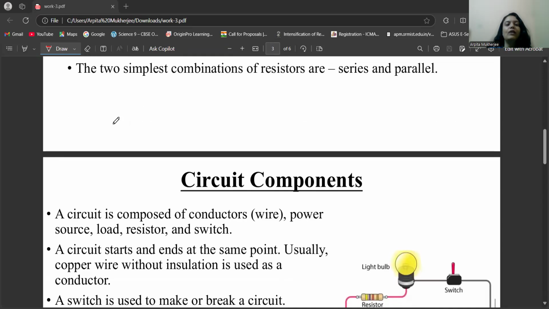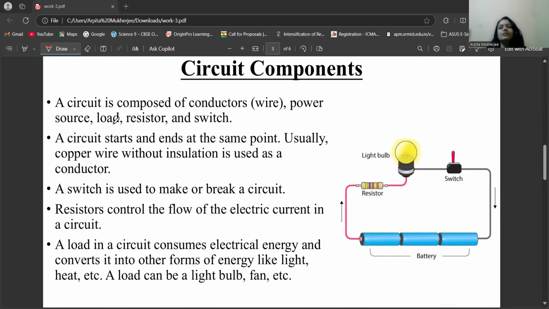Now let's understand the different circuit components, because without understanding the circuit components, you cannot understand the circuit diagram. This is a simple circuit diagram, as you can see in the right hand side figure. There is a light bulb, there is a switch, there is a resistor. Here a single resistor has been connected. This is a battery. A battery is a combination of one or two or three cells. The battery provides the source to the complete circuit. This is the wire which is connecting all of the circuit components. Now the wire has to be a conducting wire.